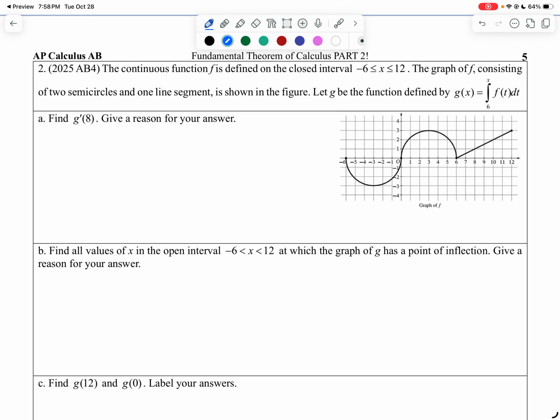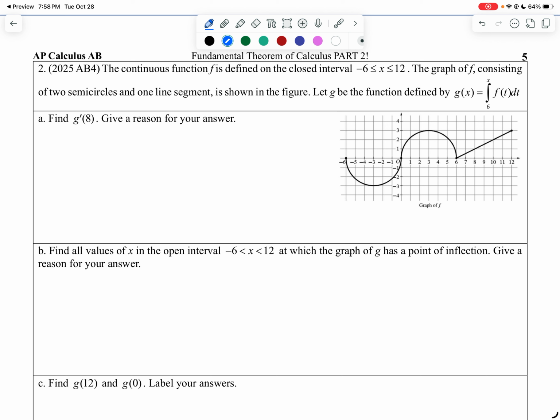Alrighty. With 2025 AB4, this is calculator inactive, so our side splitting no more. Very sad. Anyways, we have two semicircles and a line. G of x is the integral from 6 to x of f of t dt. And the first thing that we want is to find out what g prime of 8 is.